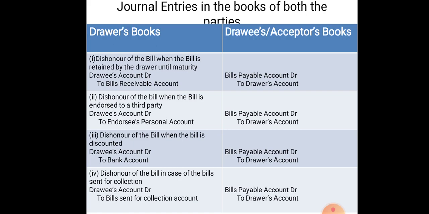And when dishonor of the bill, when the bill is discounted, the entry in the drawer's book would be drawee's account debtor to bank account. In drawee's book, bills payable account debtor to drawer's account. In case of the bill sent for collection, then entry would be in drawer's book, drawee's account debtor to bill sent for collection account. In drawee's book, entry will be bills payable account debtor to drawer's account.